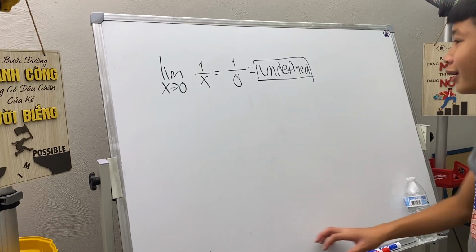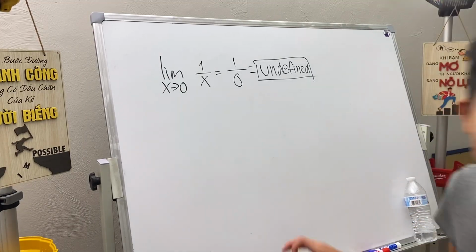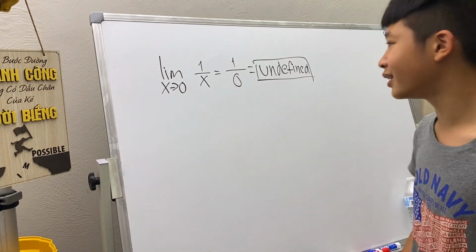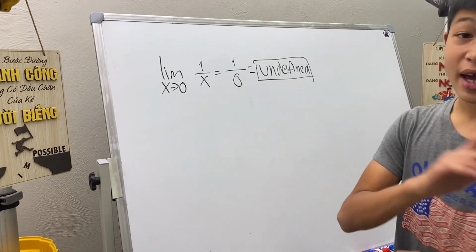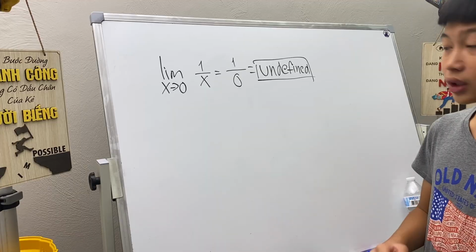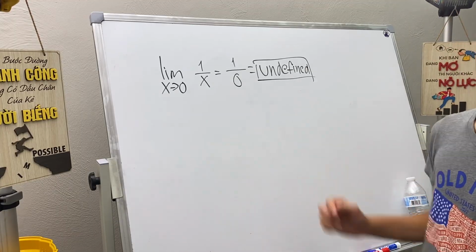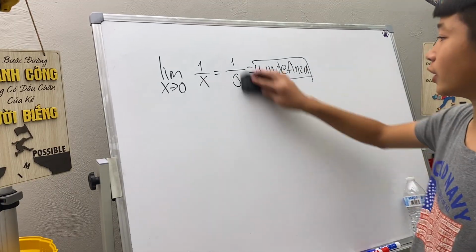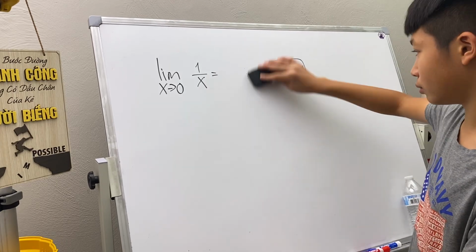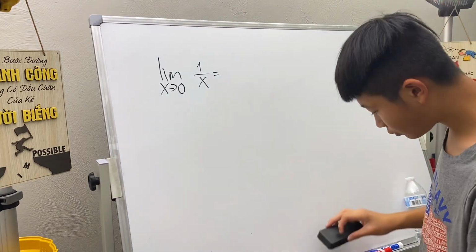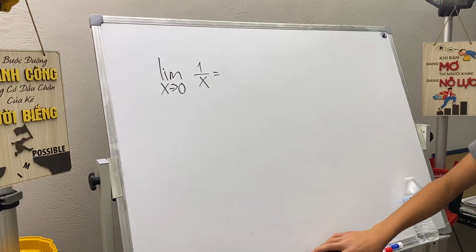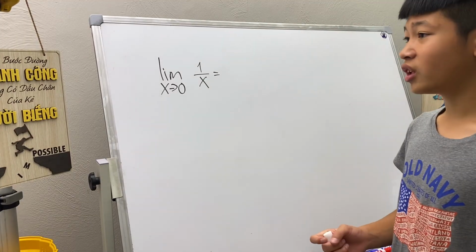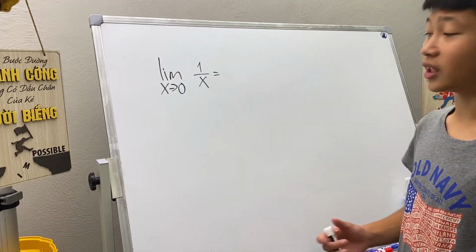Psych. You think that video was like 1 minute? No. It's actually not undefined. If I ask you what 1 divided by 0 is, that's undefined. But when you're taking a limit, it's not undefined. You gotta do more work. So you plug in 0 here, it doesn't work, right? So let's graph this out, shall we?